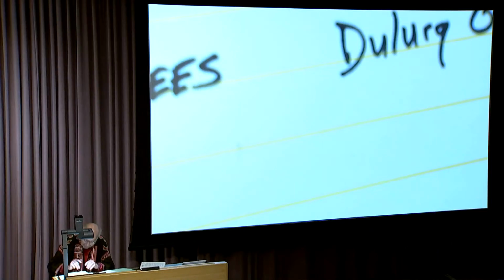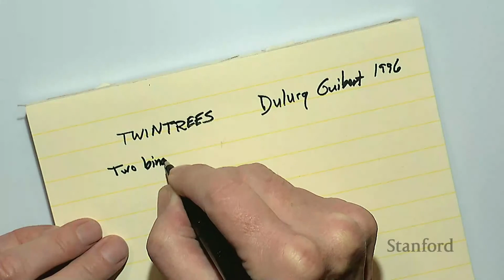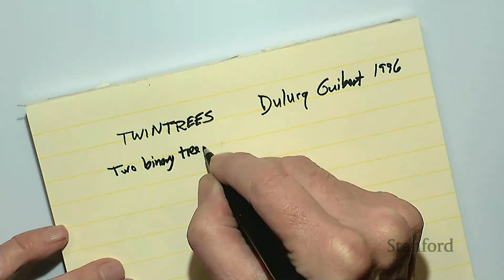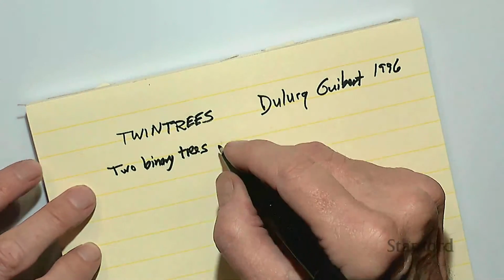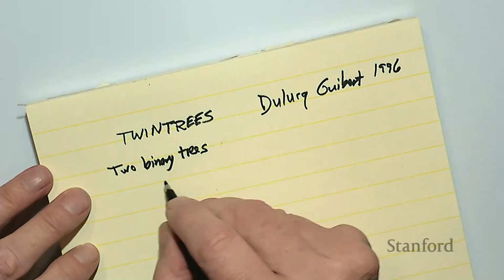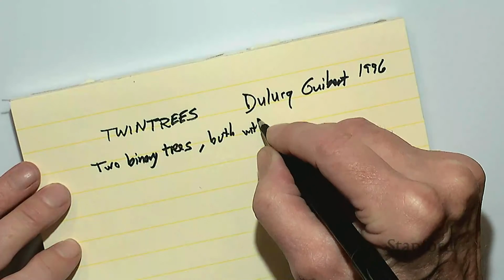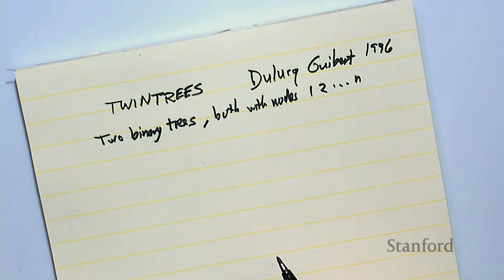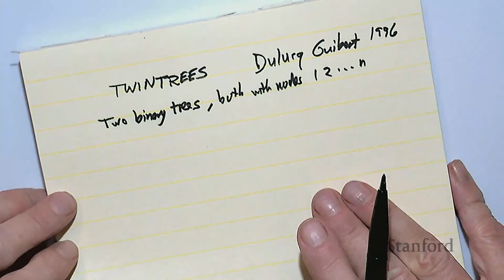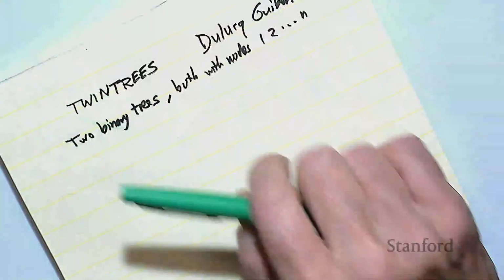But what are they? Well, you might guess that they're trees. It's a pair of binary trees. A binary tree is a tree in which every node has either no children or potentially two children, a left child and a right child, and both of them have nodes 1 through n when you look at the tree in symmetric order. And I'll tell you what symmetric order is in a minute. And the easiest thing is for me to just give you an example of a twin tree.